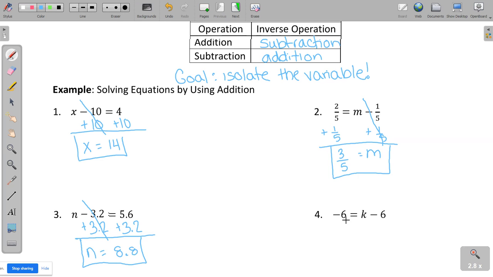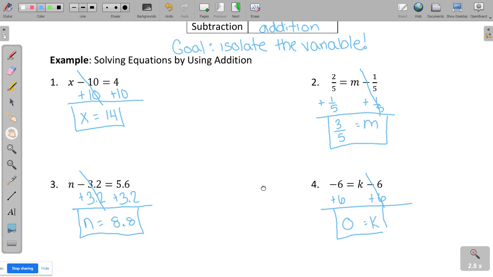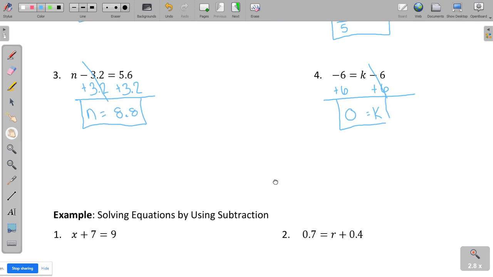Okay, we have negative 6 equals k minus 6. We have k on the right-hand side. We have a minus 6 with it. We have to get rid of minus 6. So we do the opposite and add 6 to both sides. It cancels out, leaves us with k equal to negative 6 plus 6, which gives us 0. So that was for using addition to solve the equation.